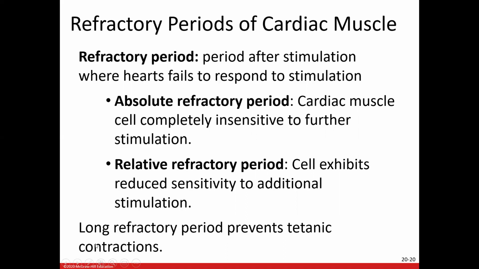And if we have really long refractory periods, this prevents what's called tetanic contractions, which basically means that, unlike your muscle cells, the cells can't keep contracting over and over and over again. Otherwise, if that occurred, the heart would never be able to pump any blood anywhere. It has to be much more rhythmic.